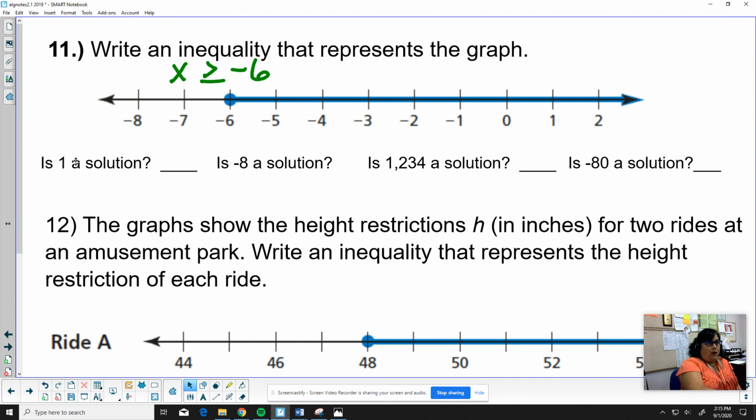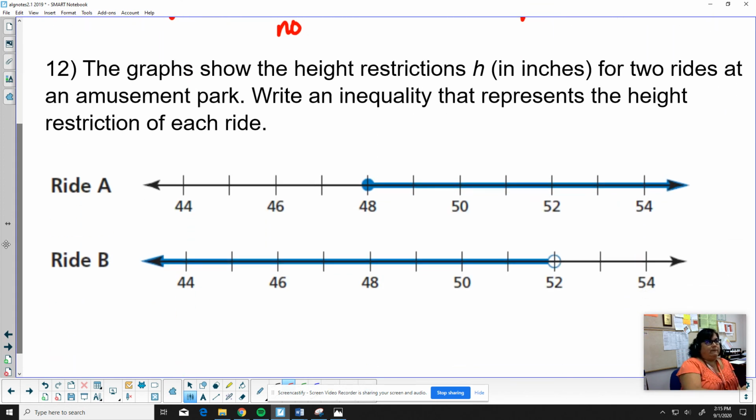So -1 is right here, and 1 is part of the shading. So yes, 1 is a solution. Is -8 a solution? Well, -8's right here. It's not part of the shading, so it's not a solution. 1,234 is way down here on the right side, way off the board, but it's part of the shading because the shading goes to positive infinity. And then -80 is way over here this way. It's not part of the shading, so that's no.